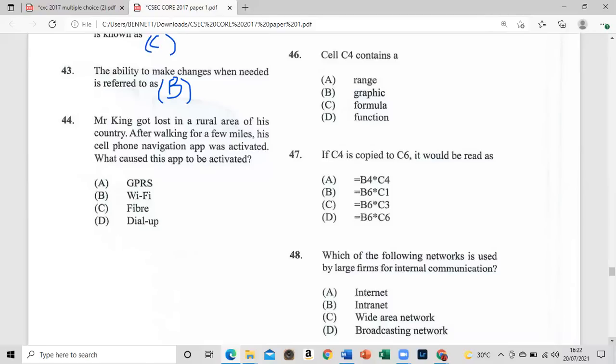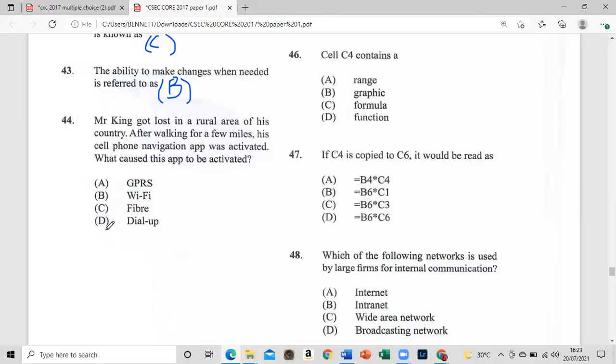Mr. King got lost in a rural area of his country. After walking for a few miles, his cell phone navigation app was activated. What caused this app to be activated? Is it GPRS? Is it Wi-Fi? Is it fiber? Or is it dial-up?